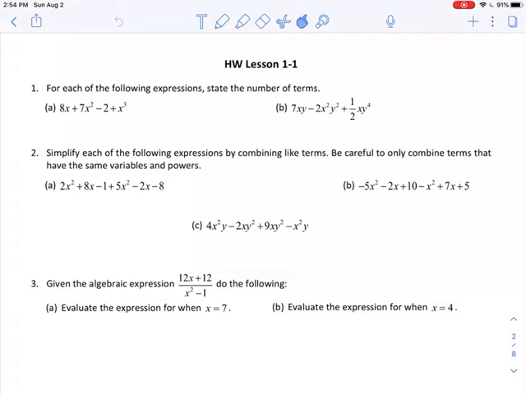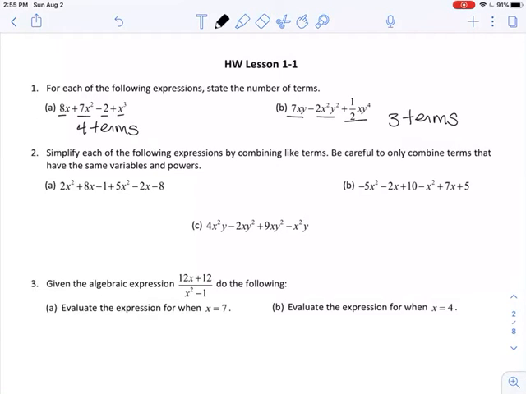Question 1 just wants to know to state the number of terms that I have. So if I'm looking at my terms, this is 1 term, 2 terms, 3 terms, 4 terms. So this has 4 terms. None of those can be combined together because all of those exponents are different from each other. And then in B, I have 1 term, 2 terms, 3 terms. So I have 3 terms.